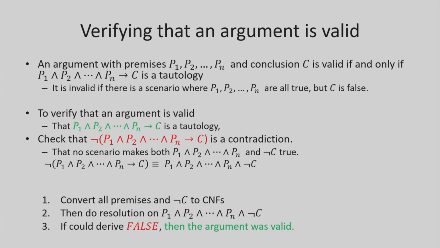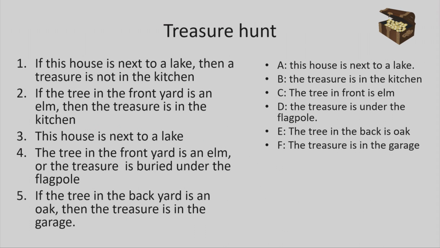And let's go back to our treasure hunt. So remember, we had the following premises. If the house is next to a lake, then the treasure is not in the kitchen, and so on and so forth. We introduced variables for all the propositional statements. This house is next to the lake, yes, no. And then, by doing natural deduction magic, we decided that the treasure is under the flagpole.